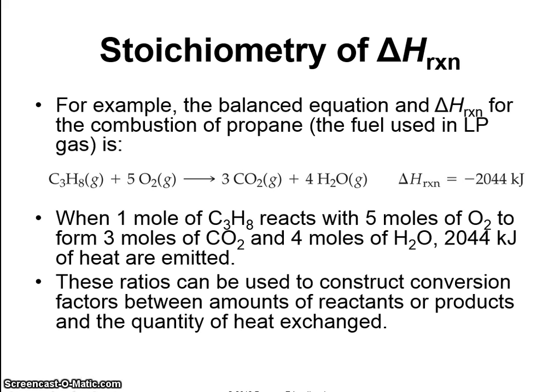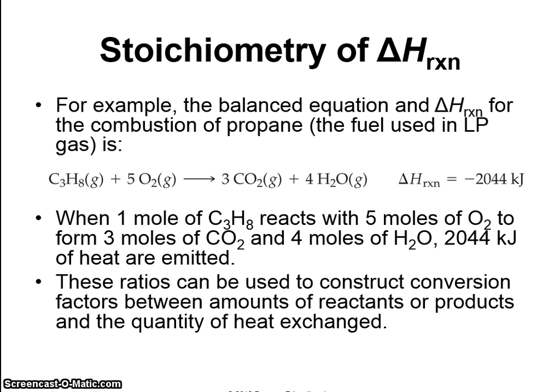For example, if we look at propane, the fuel used in LP gas, propane is C3H8 gas, combined 1 mole to 5 moles of oxygen to give 3 moles of carbon dioxide and 4 moles of water. This gives an awful lot of energy, 2,044 kilojoules of energy. So all of those relationships, 1 mole of propane, 5 moles of oxygen, 3 moles of carbon dioxide, and 4 moles of water, are in relationship to the 2,044 kilojoules of heat emitted.